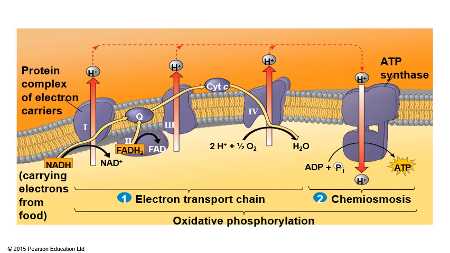This picture shows oxidative phosphorylation. When NADH and FADH2, the electron delivery men, deliver electrons to the electron transport chain, the electrons flow through that chain. As the electrons go through the electron transport chain, it pumps H+ ions from the matrix into the intermembrane space.